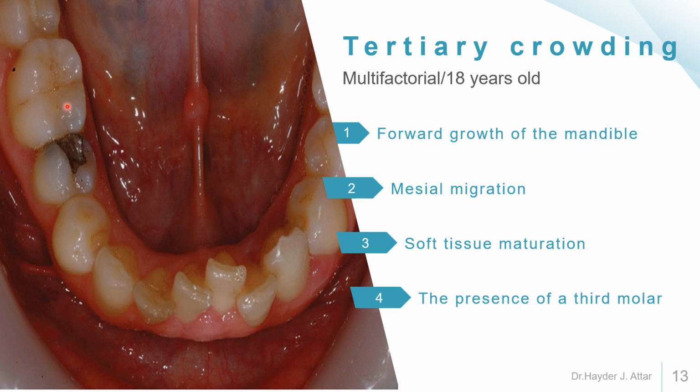There is a controversy about the role of the third molar in late incisor crowding, but most of the research found only weak evidence of the effect of the third molar on late incisor crowding. So extraction of a symptomless lower third molar may not prevent lower incisor crowding, and the main factors that cause the lower incisor crowding are the forward growth of the mandible and the mesial migration of the soft tissue.